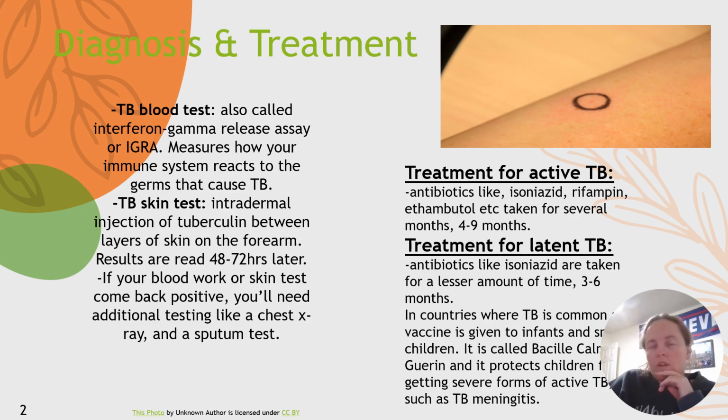And if your blood work or skin test comes back positive, then you do have to, for the rest of your life, be checked via chest x-ray or sputum test. It's often easier just to go get that chest x-ray done. The treatment for active tuberculosis and latent tuberculosis would be antibiotics. It's a pretty extreme round of antibiotics. And the difference is that in latent tuberculosis, it would only be about 3 to 6 months of the antibiotics, and in active, it's longer. It would be about 4 to 9 months.